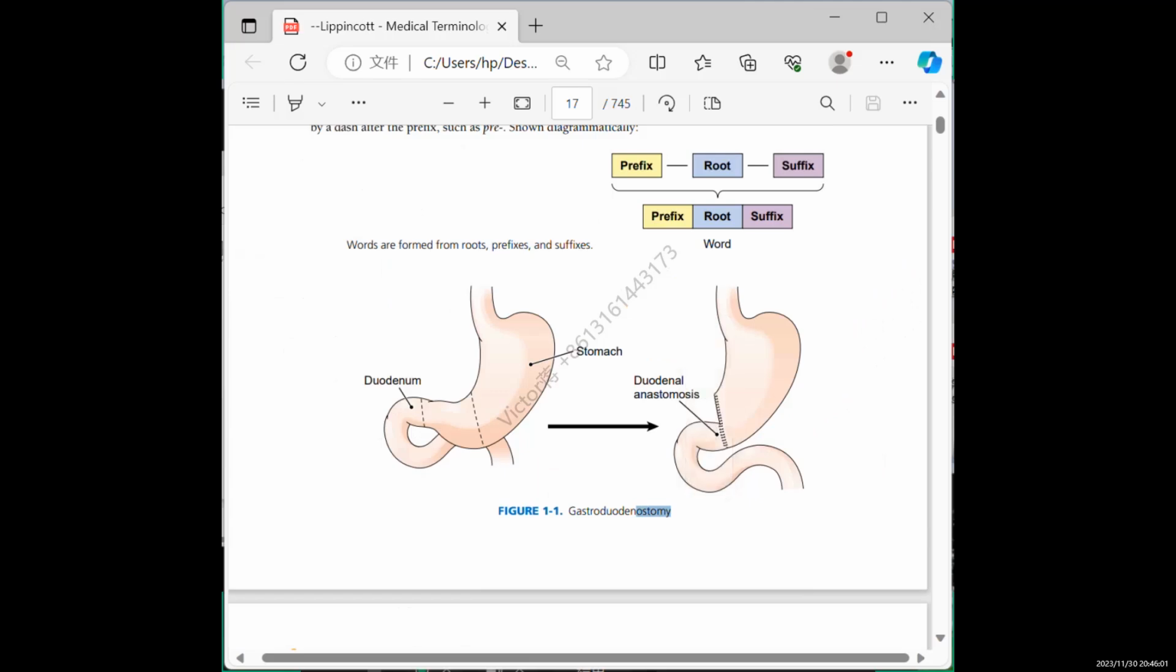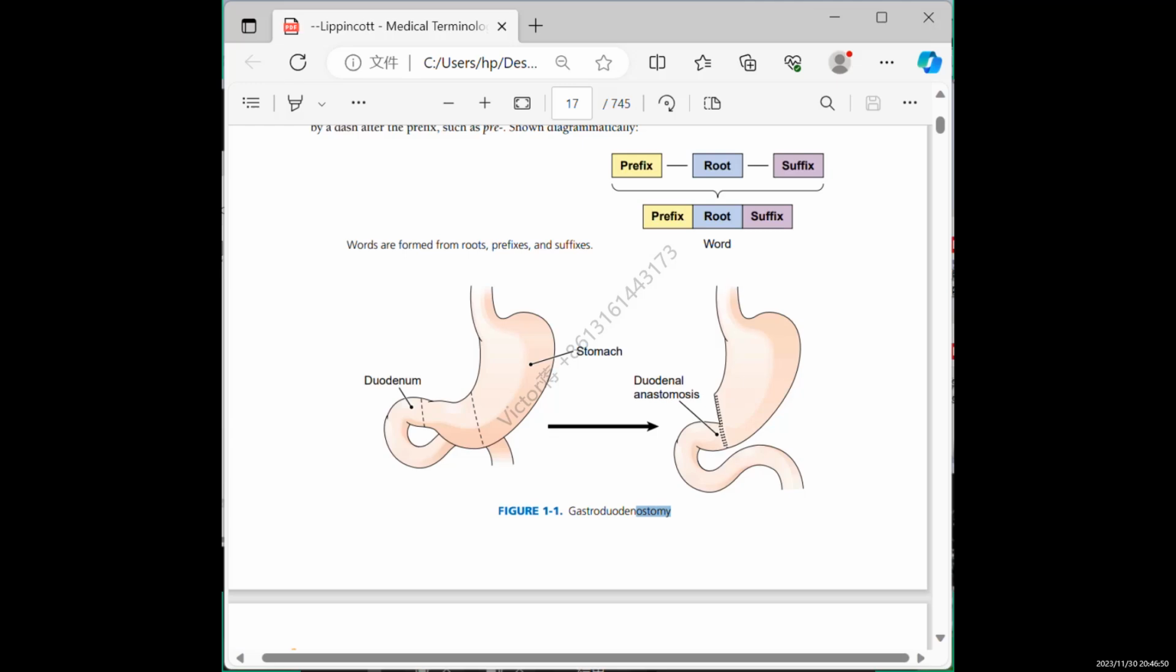So I think that if the lower pylorus has been cut away from the stomach, then the left two parts, the stomach and the duodenum, should be connected to each other, right? Because after the surgery, you have got to eat something to survive. So then the food, after being digested in the stomach, should get into the duodenum for further digestion. As we know, the small intestine is the most important part of our nutrition absorption, right?